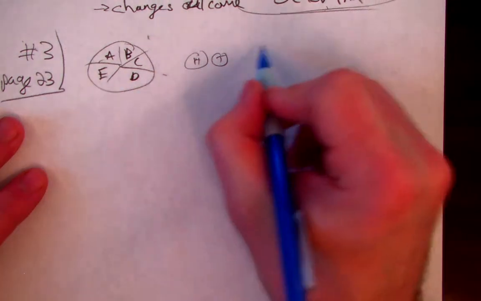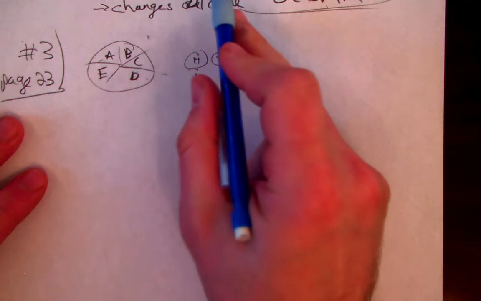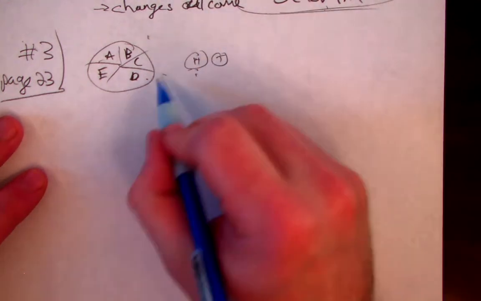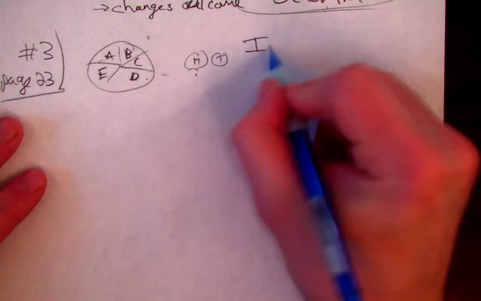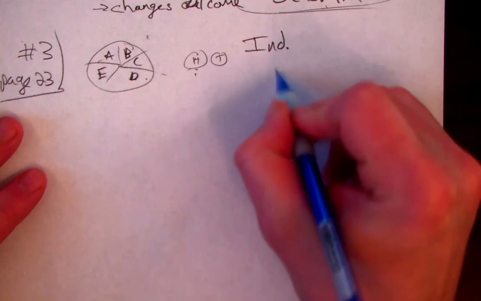So you're looking for this. Do these affect each other at all? Meaning, do they change or do they not change? Well, are you shading one of these off? Are you cutting it out? No. And so we know this is independent. And so since independent, you can calculate it like this.